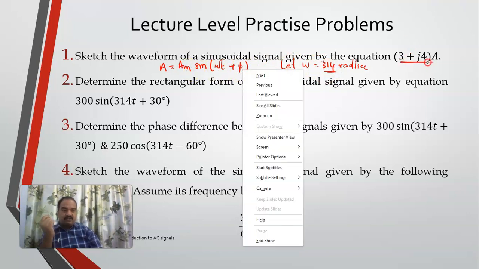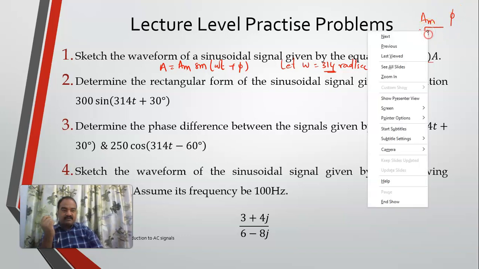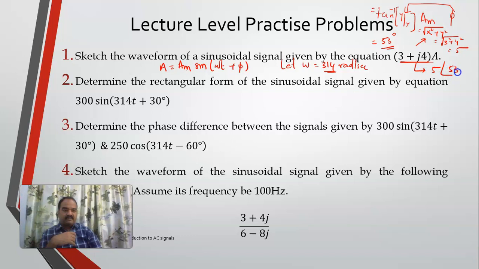But what you do have is x plus jy. So you convert it into Am and phi. How is Am obtained? Square root of x square plus y square, right? So it is square root of 3 square plus 4 square, 25. So it is 5. Phi is tan inverse of y by x. So tan inverse of 4 by 3, it is 1.33. I think somewhere it will be around 43 or 53 degrees. I don't know, you have to try it, okay. So now this number is represented as 5 at an angle of 53.